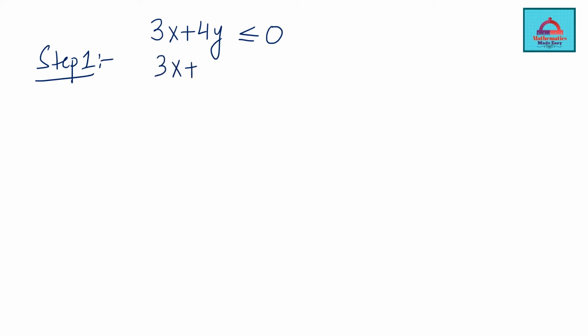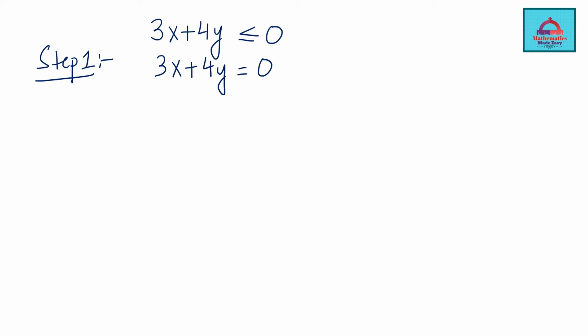I'm going to take the example of the linear inequality 3x plus 4y less than or equal to 0. Now let's do step 1 and convert it into an equation. So 3x plus 4y equals 0. This is the equation. Now I want you to look at the graph of this equation. Is the graph of this equation passing through 0, 0?